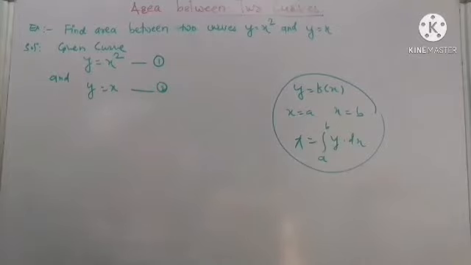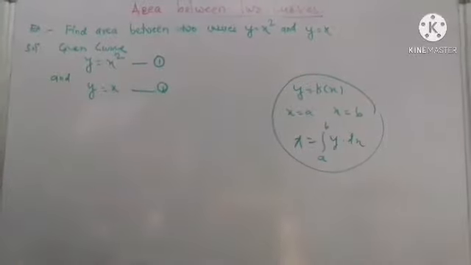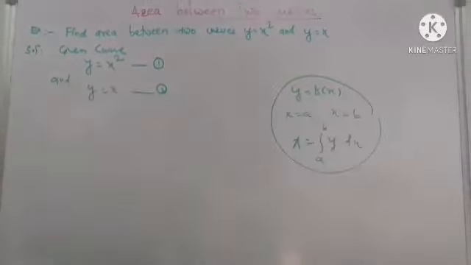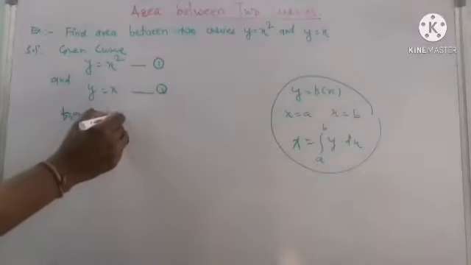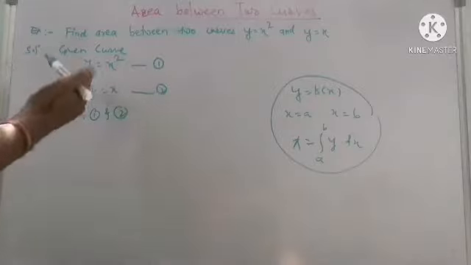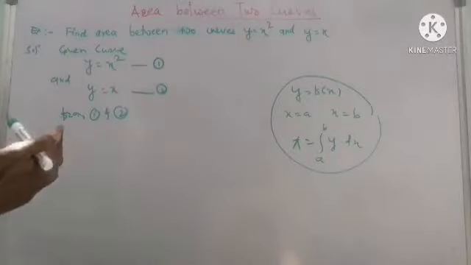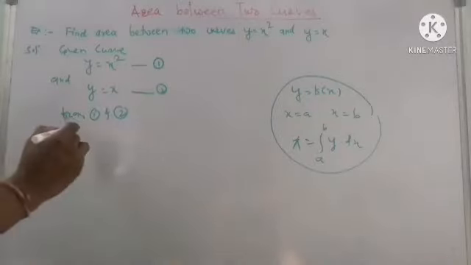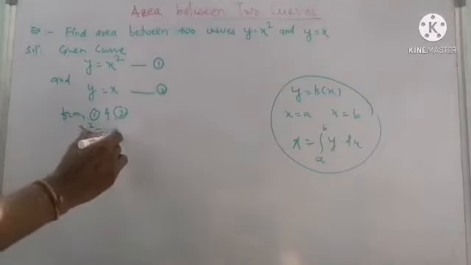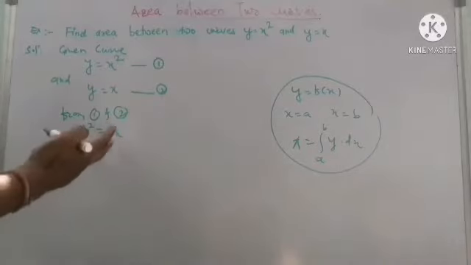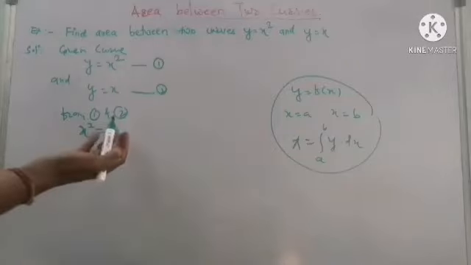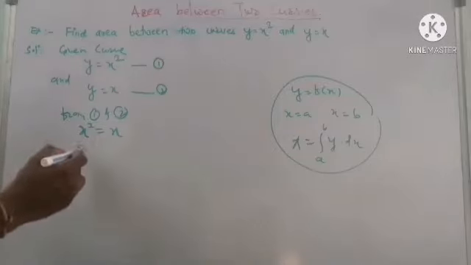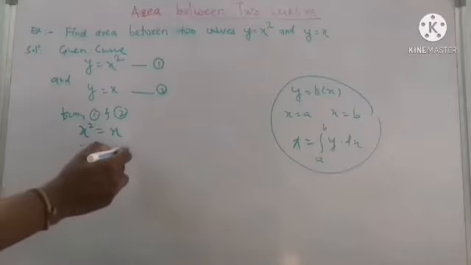To find the points of intersection between these two curves, we solve equations 1 and 2. The left hand sides of both equations are equal, so we can equate the right hand sides, that is, we get x square is equal to x. From this equation we can form a polynomial. For that we take x on the left hand side, so we get x square minus x is equal to 0.